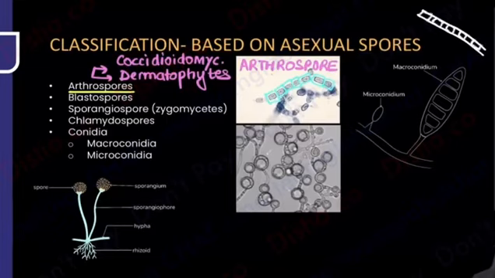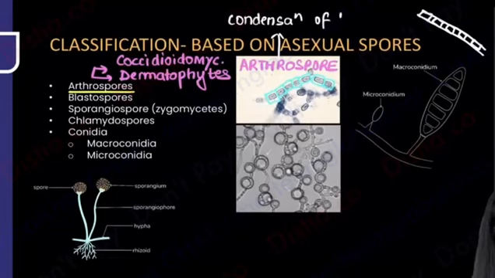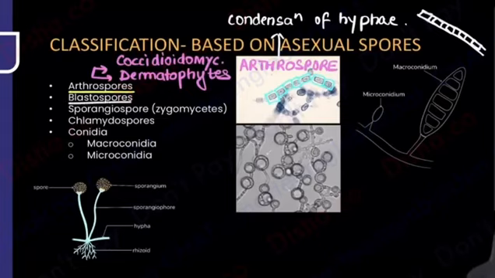That is the kind of appearance it gives. So very commonly there's a question on arthrospores: arthrospores are the condensation of hyphal elements. It's the condensation of the different hyphal elements. Go back to your Q bank, you will find this question. Okay, coming to the next, we have something called blastospores, which you just have to know.